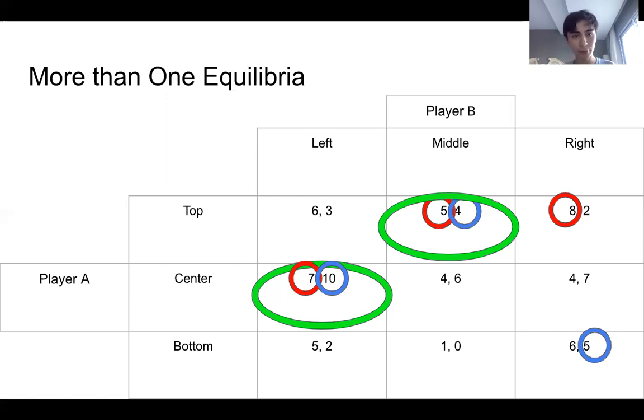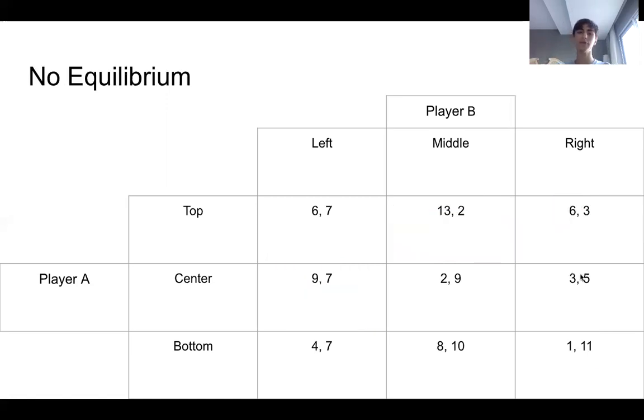Because in that case, both players will gain some points, but in different cases, players may not be able to agree on a Nash equilibrium. In this case, it's probably better for both players to go with, if player B goes left and player A goes center, but sometimes it's not so obvious. So here's an example with no Nash equilibria. So you know what, I'm gonna let you guys prove that there's no Nash equilibria here.